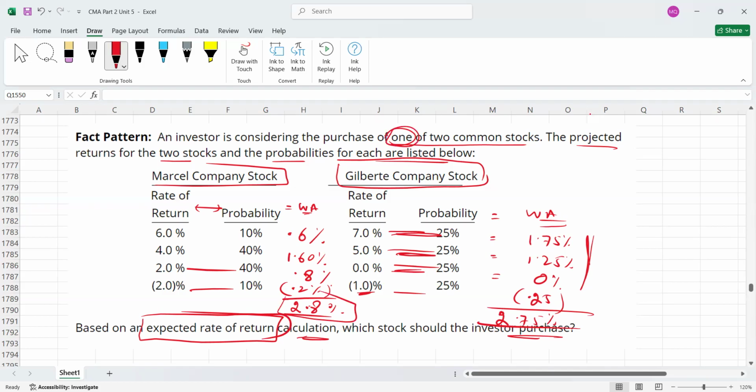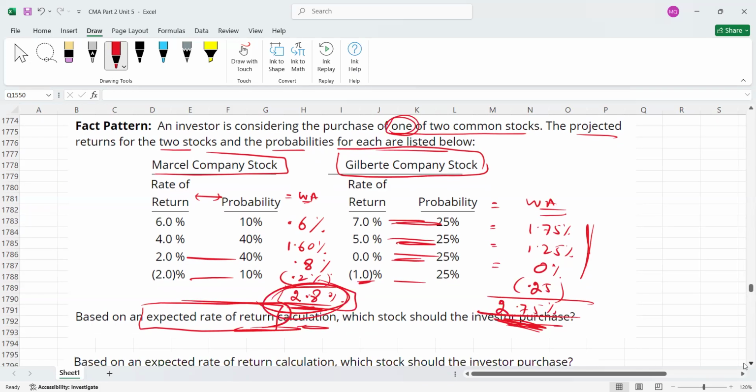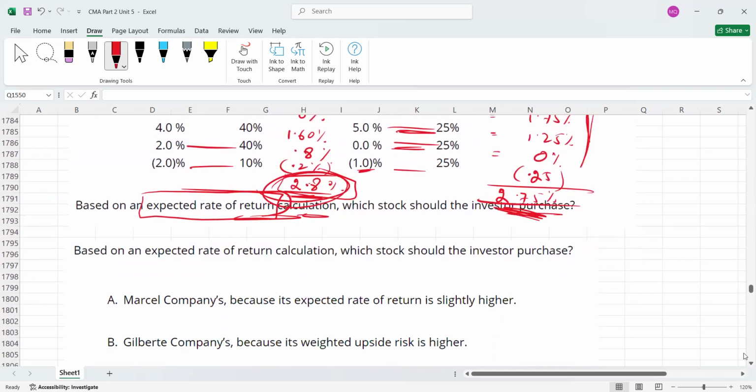One has 2.75%, the other has 2.8%. So this is the best option based on the expected rate of return calculation. Marcel company is the best option. This is what they're asking: based on the expected rate of return, which stock should we invest in? It should be Marcel, right? Option A, Marcel companies, because its expected rate of return is slightly higher. Yes, this is the answer.